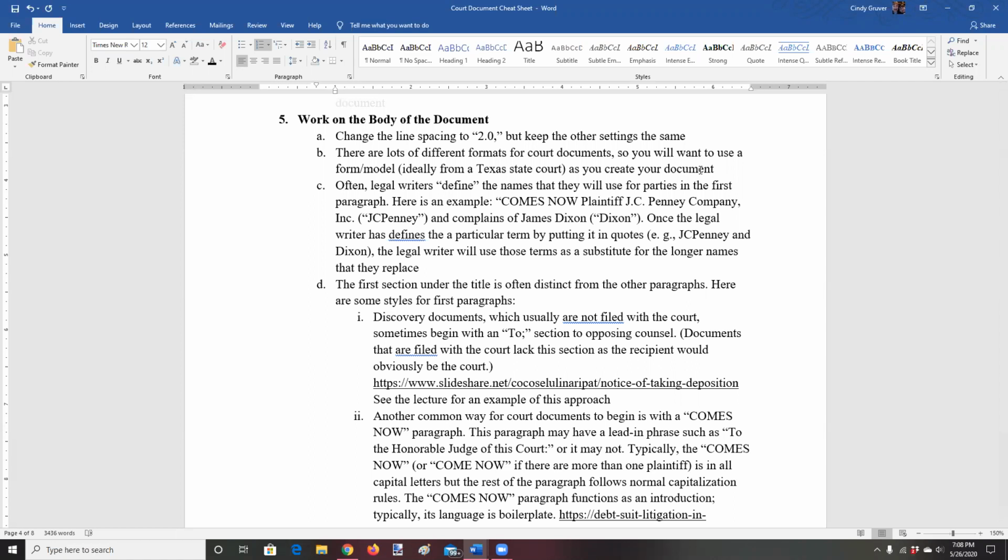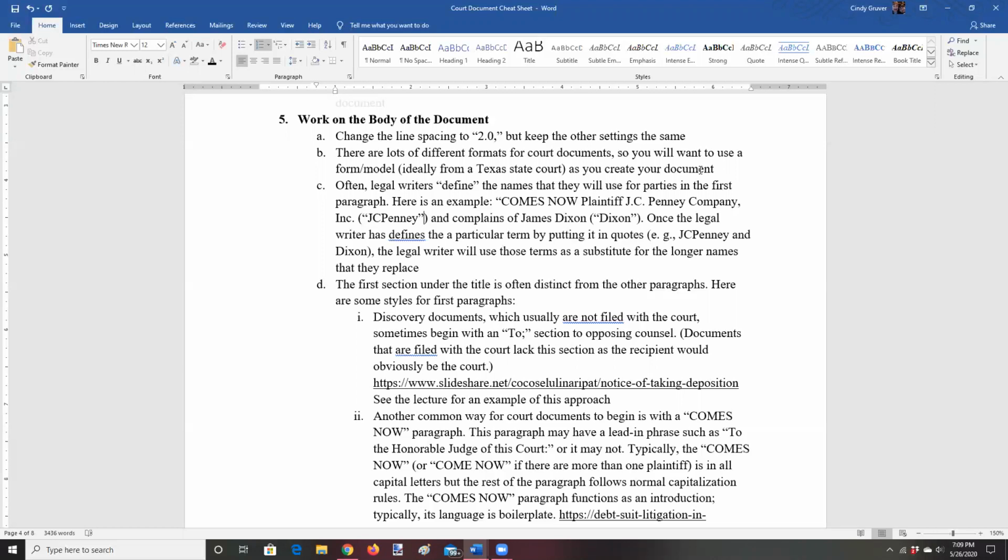Obviously, in the real world, writing the body is going to be a very time-consuming part, certainly where you're going to be spending the vast majority of your time. But in this course, we're really not focused on the mechanics of the content, but instead focused on the formatting. And so in many respects, the body has less formatting issues in it than the other portions of a court document. So in some respects, this is the easier section, although certainly in the real world, it wouldn't be.